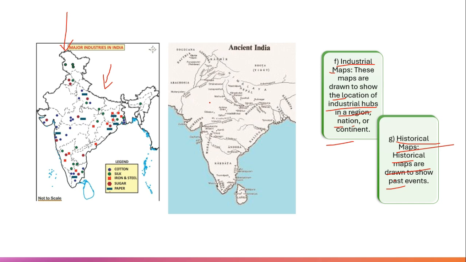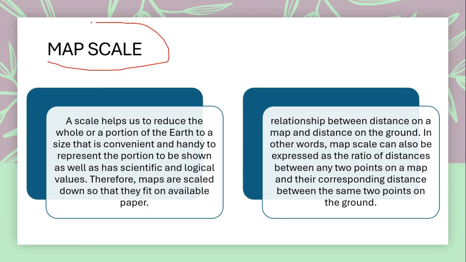Then whenever we talk about any map, so first important thing there is map scale, because with the help of map scale we are only able to draw the map proper. So what is scale? Scale helps us to reduce the whole or a portion of the earth to a size that is convenient and handy to represent a portion. Just because to make it handy and visually representable on a smaller area, maps are created with the help of map scale. Maps are scaled down so that on available paper.